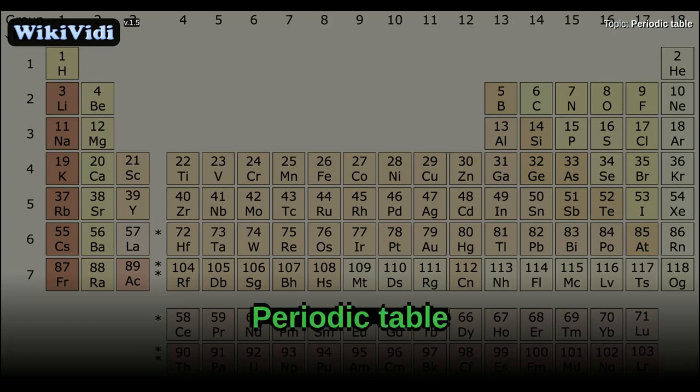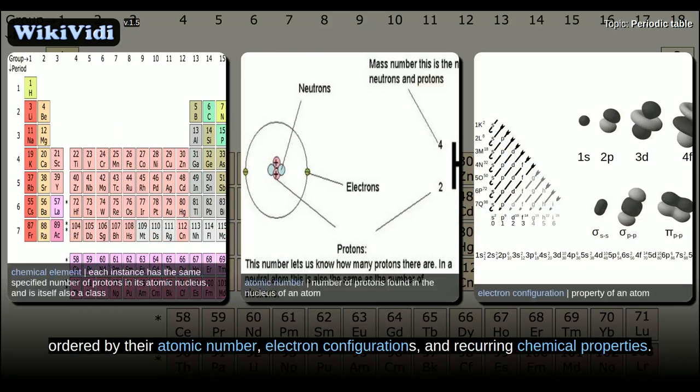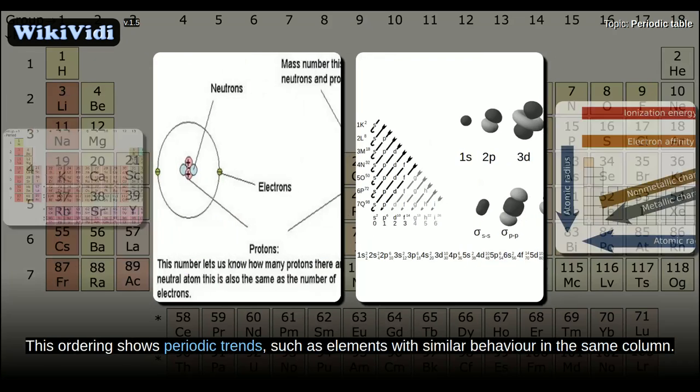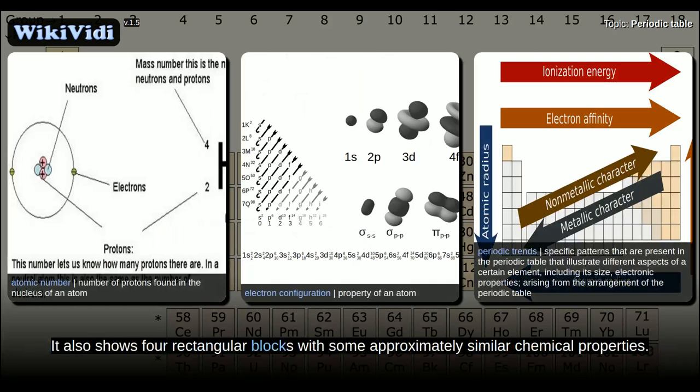Periodic table. The periodic table is a tabular arrangement of the chemical elements, ordered by their atomic number, electron configurations, and recurring chemical properties. This ordering shows periodic trends, such as elements with similar behavior in the same column. It also shows 4 rectangular blocks with some approximately similar chemical properties.